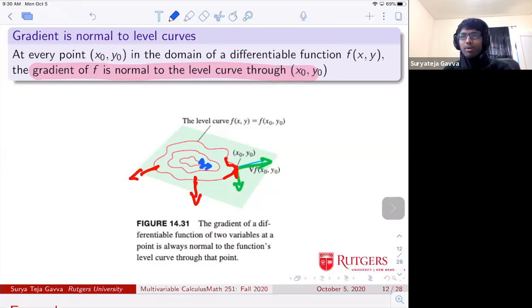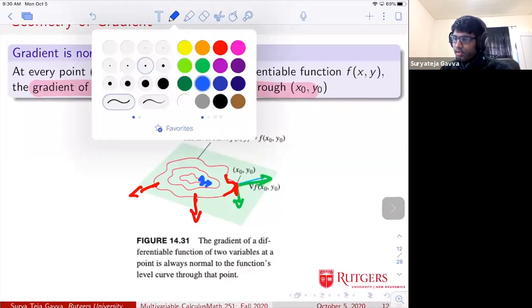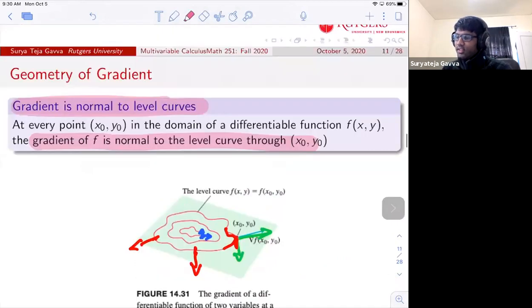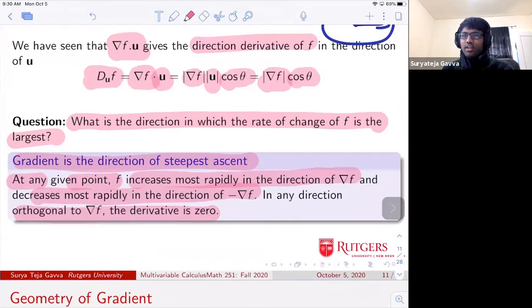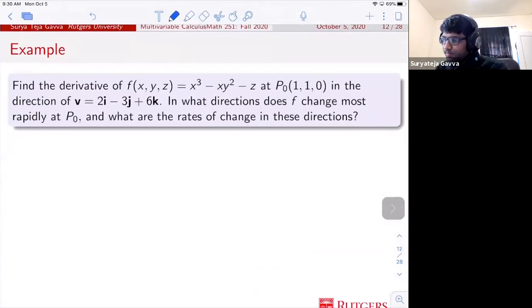So these are two numbers, fx and fy, and you draw that vector. But what will that represent geometrically or physically? It gives you the direction in which the function changes the most. And another way to think of it is that it is perpendicular or normal to the level curves. Okay, so these are two different ways to think of it. The gradient is normal to the level curves, and the gradient is the direction of the steepest ascent, the direction of most increase. Okay, so let's compute something.